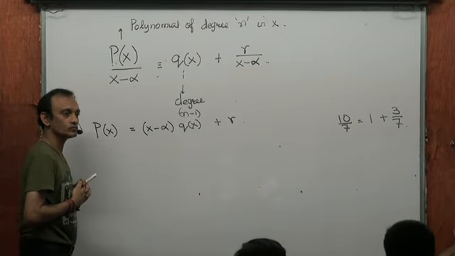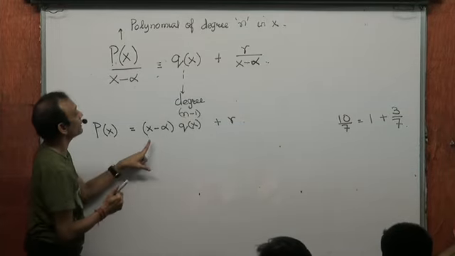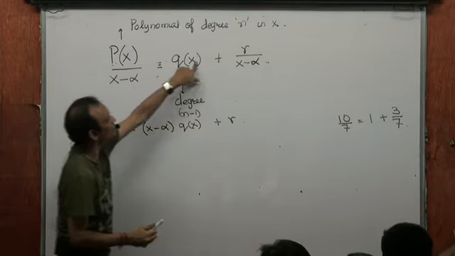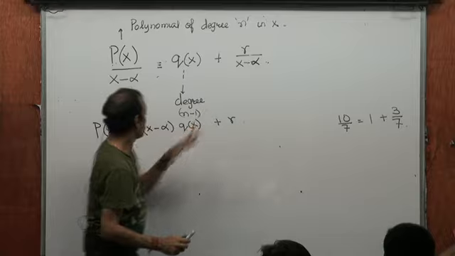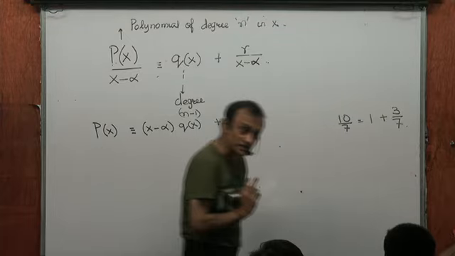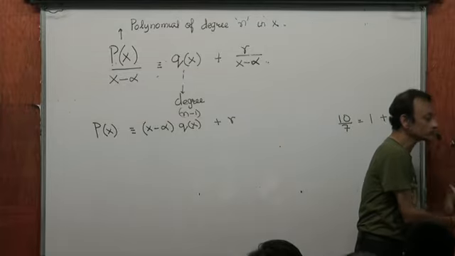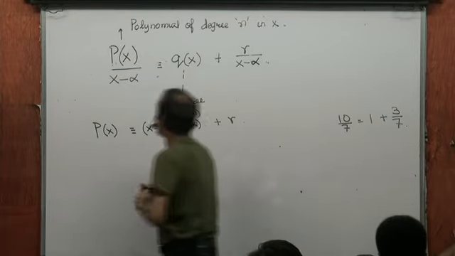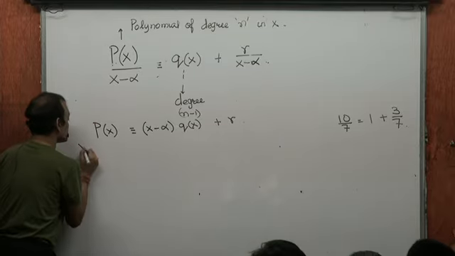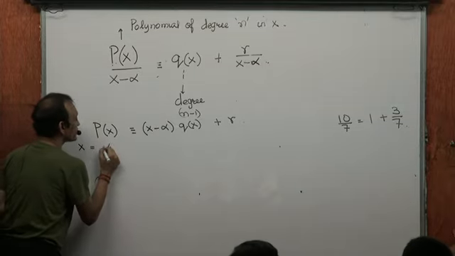Yes or no? When I multiply throughout by x minus alpha, this is what happens. p(x) is x minus alpha into q(x) plus r. And this is also an identity, yes or no? If it's an identity, it's true for all values of x. So it is true for x equal to alpha also.